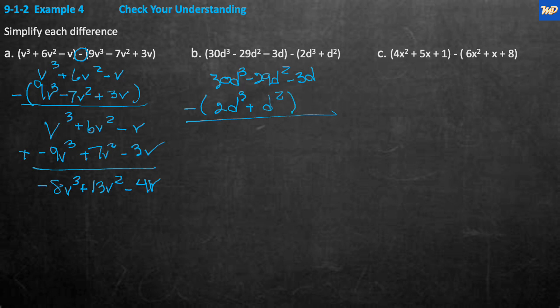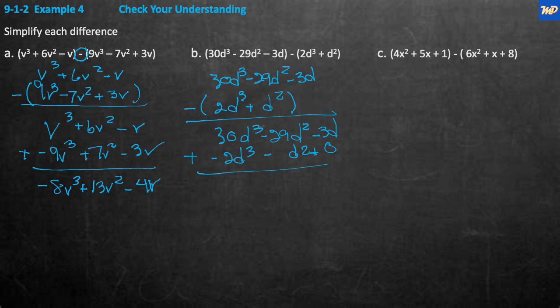So now I'm going to go through this, and we're going to be adding when we're done. So we're going to say 30d cubed minus 29d squared minus 3d. Now, since this is minus, it's going to be a plus. We're going to be adding, right? So it's a minus 2d cubed. And now it's a plus d squared, so minus d squared. And there's nothing in the d term. There's a zero out here, so we'll put a zero there, plus zero, if you like.